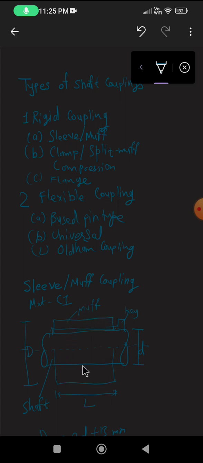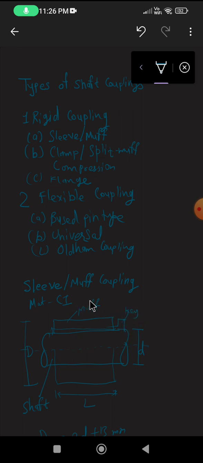Along with this muff we also have a key. It is fitted over the ends of the two shafts by means of this key. This is one shaft and another shaft, and these two will be fitted with the help of this key. The power is transmitted from this shaft to another shaft by means of the key and the muff or sleeve. So it is very necessary that all the elements must be strong enough to transmit the torque.